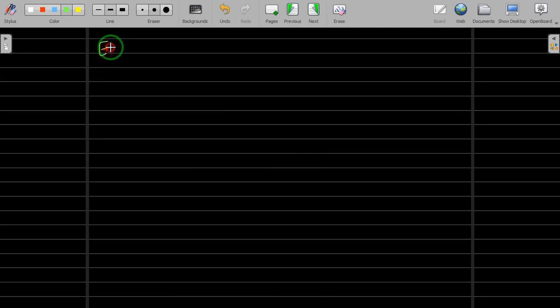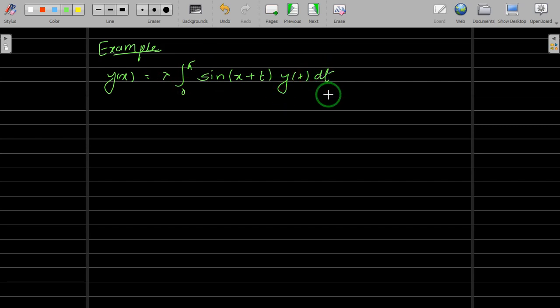Yes, next. Now let us take a kernel wherein you have two terms. Y of x equals lambda integral 0 to pi of sin(x plus t) y of t dt. Remember, you should have a separable kernel. Try.